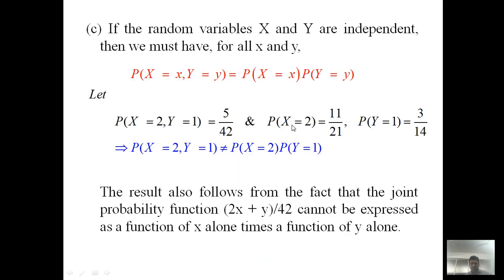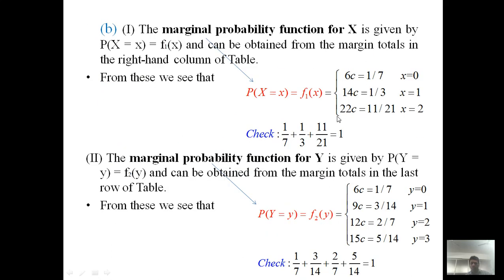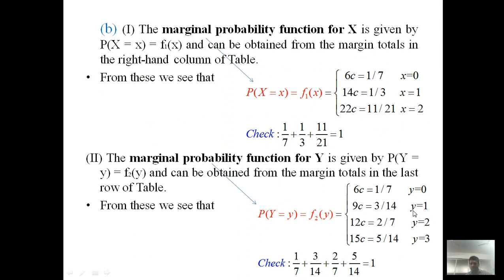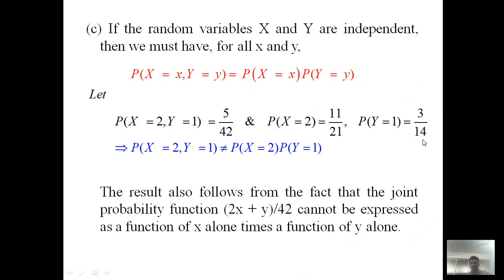Say x is equal to 2. You also have to see from this marginal probability function 22c, so 11 by 21. Now probability of y is equal to 1. When y is 1, the marginal probability function is 9c, that is 3 by 14.